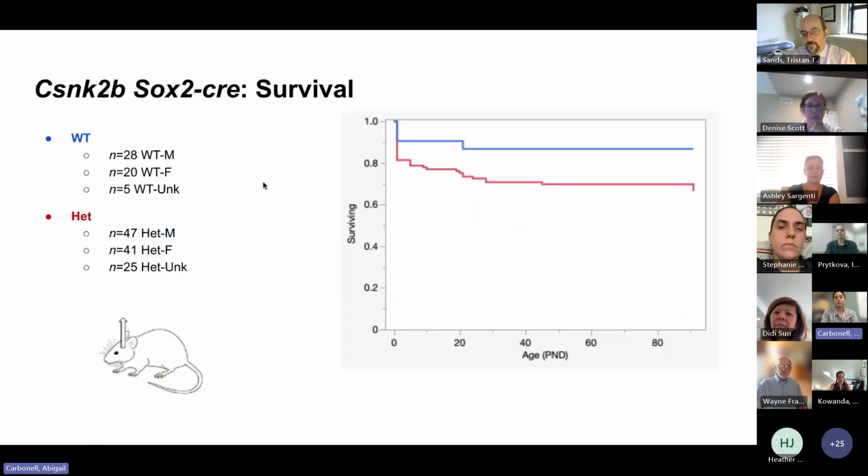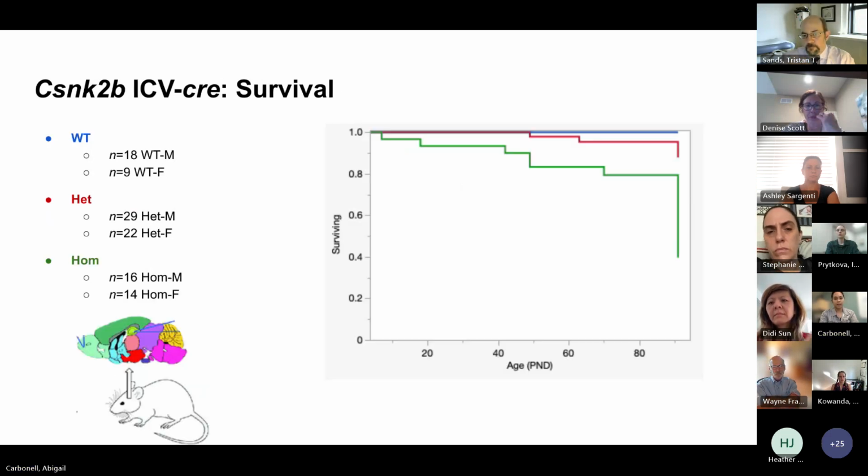I'm going to be showing some graphs, but mostly I'm just going to share a take-home message and which lines and which points of the graph are going to be important for making the point that we're making for these mouse models. So this is SOX2 CRE. What's targeted here is CSNK2B in the whole body of the mouse, heterozygous because only half of the gene expression is affected. And you can see from this red line that there's a significant drop-off in survival over time. So CSNK2B in the whole body is important for survival.